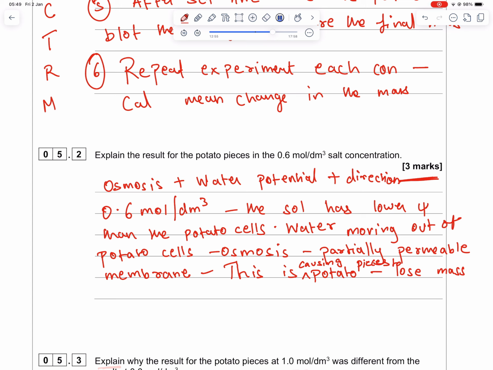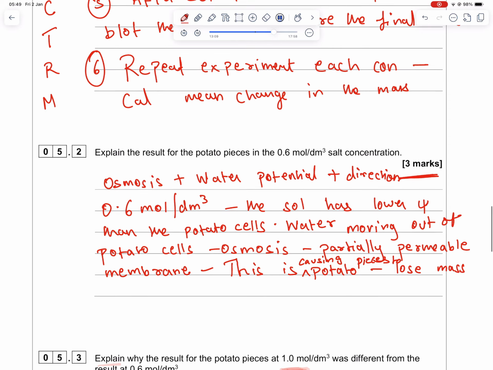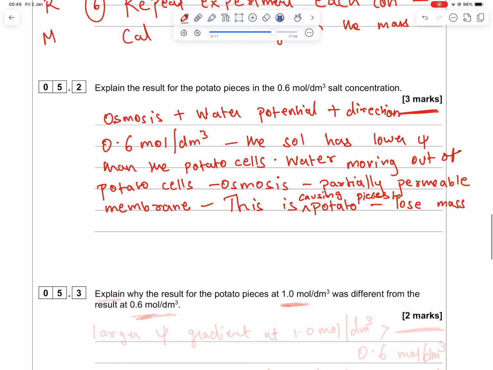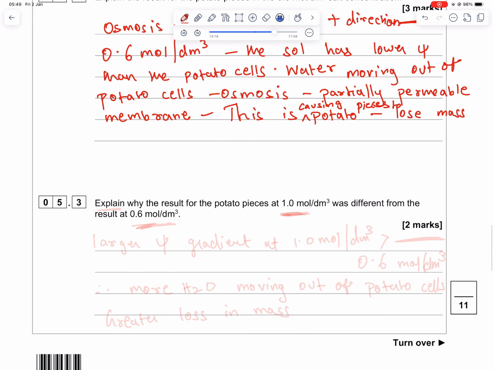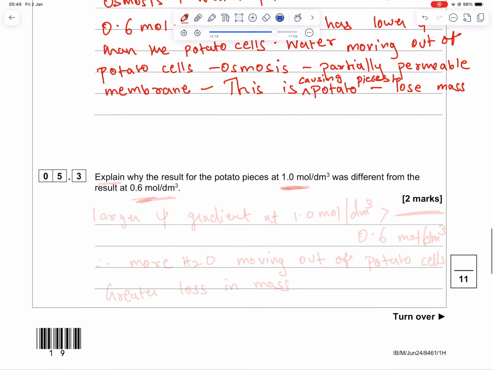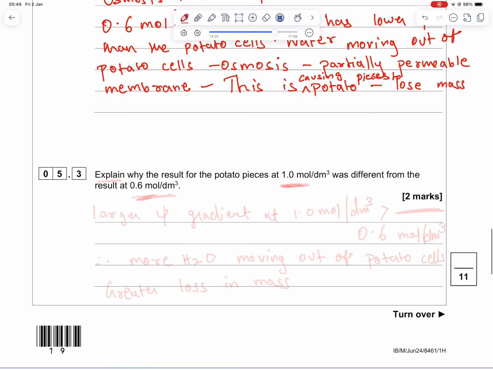At a salt concentration of 0.6 moles per cubic decimeter, the solution has a lower water potential than potato cells. Water, therefore, is moving out of the potato cells by osmosis through the partially permeable cell membrane. This is causing the potato pieces to lose mass. Remember, lower water potential, water moves out, mass is lost. Higher water potential, water rushes in, mass is gained.